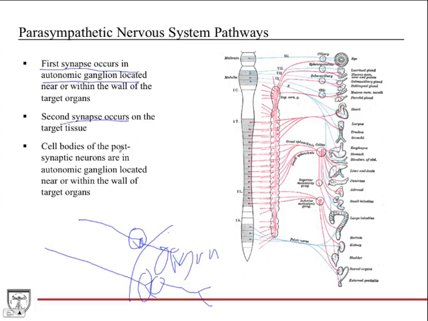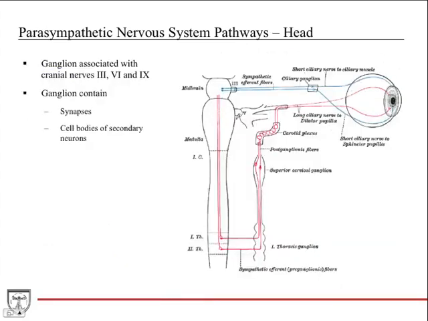The cell bodies of the postsynaptic neurons are located in these ganglia, so either just near the wall of the organ or within the wall. Now, the first of the three sets of pathways we're going to talk about are the ones that occur in the head. These are sort of unique because they involve ganglia that are associated with specific cranial nerves, because the cranial nerves, as you remember us talking about, have multiple different neuron fibers traveling through them, and one of them is actually parasympathetic. And so this is one exception where the ganglia are not necessarily found in the wall of the target tissue.